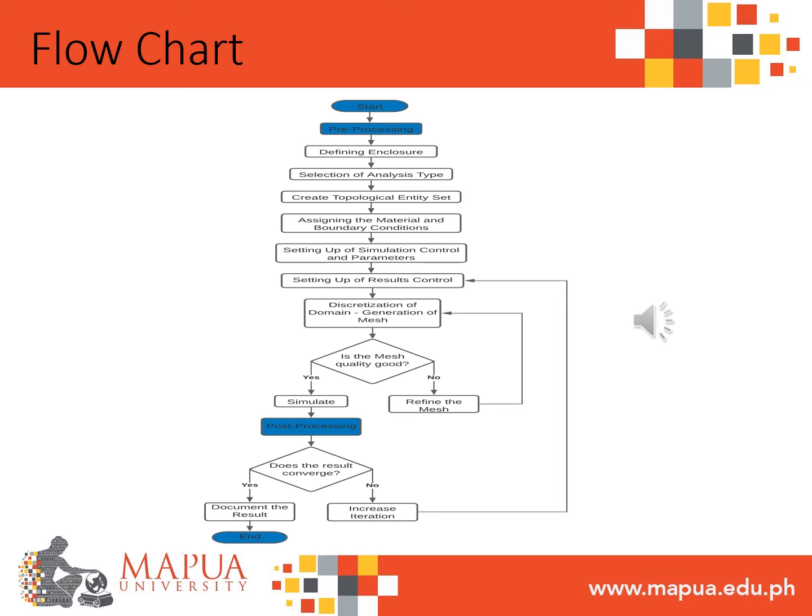After that, we will specify the number of iterations in numerics in simulation control, and then we will proceed to setting up the results control. In results control, this is where we will specify what data we want to obtain. In our case, it is the drag and lift coefficient. The last step in the pre-processing stage is the discretization of the domain, commonly known as mesh generation.